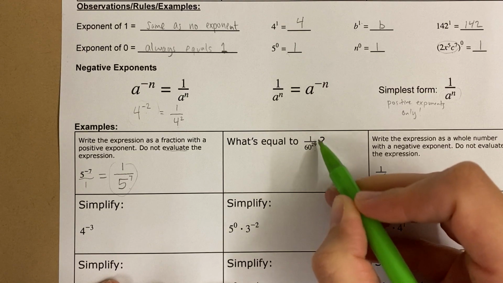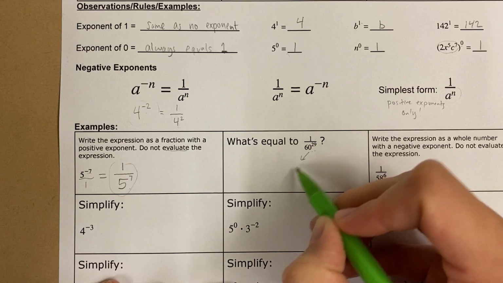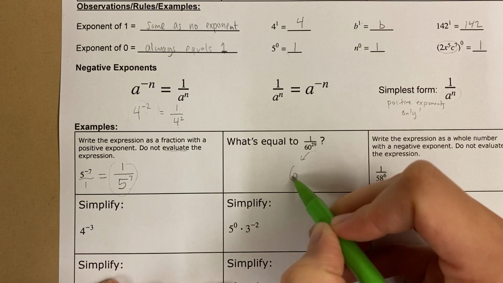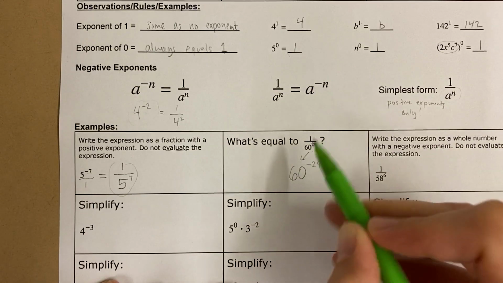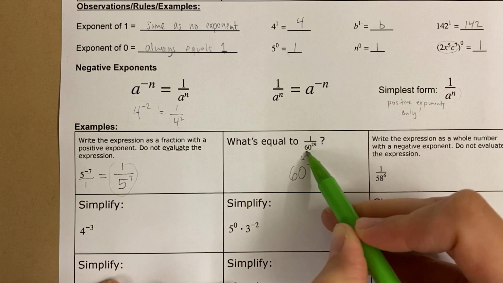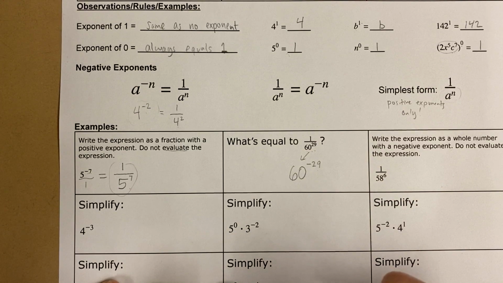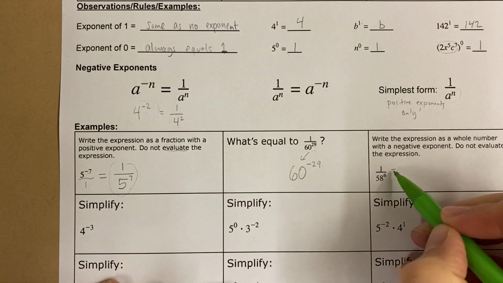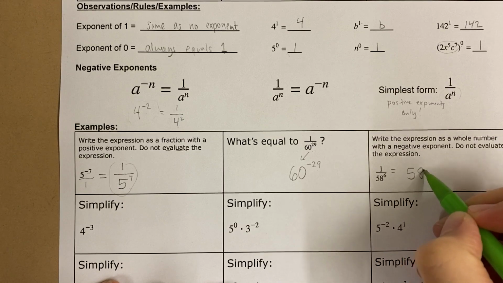Here, okay, now we can rewrite this. We wouldn't ever do this because we don't write things that are not in simplest form, but this is the same as this, right? 1 over 60 to the 29th power is the same as 60 to the negative 29th power, okay? We can rewrite it. We don't generally do this, but I want you to see, we can go in both directions.